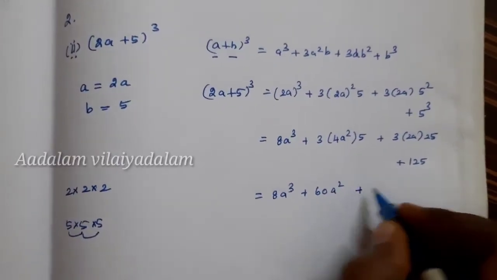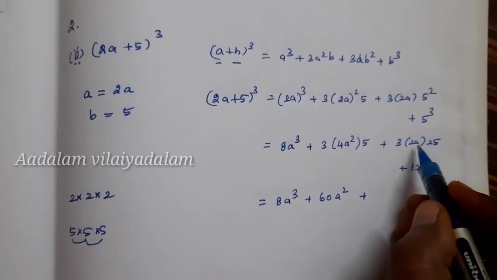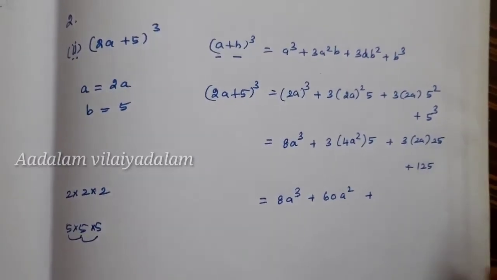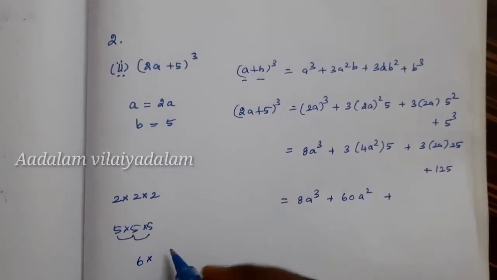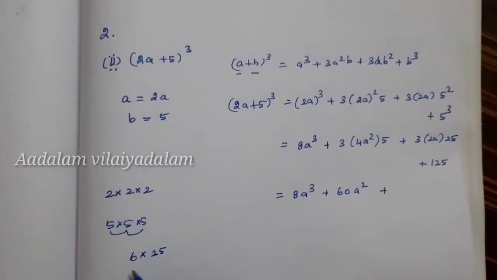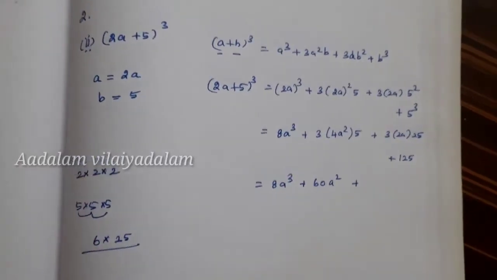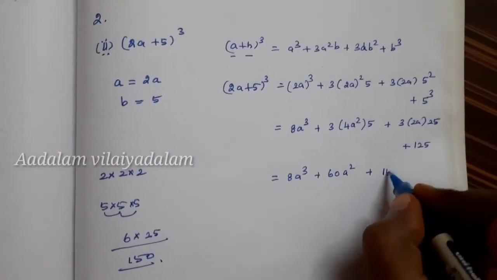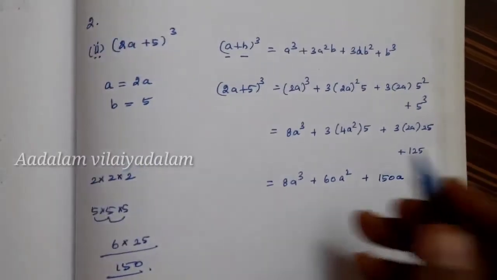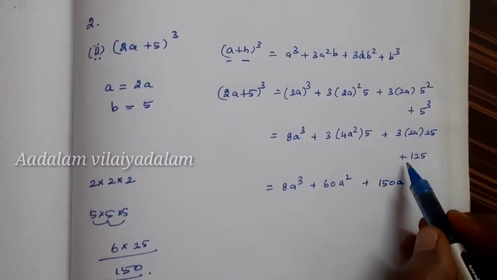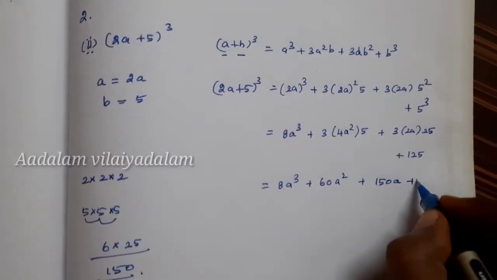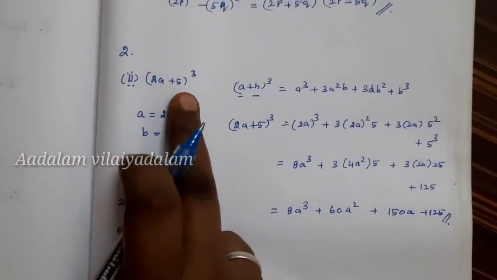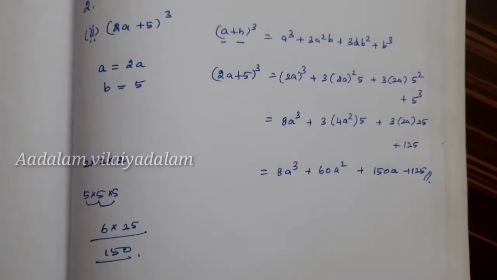Next, multiply the numbers. Okay, 3 2s are 6 and 6 25s are, we can multiply, we get 150. So therefore 150a. Then we get plus 125. So this is the answer for (2a plus 5) the whole cube.